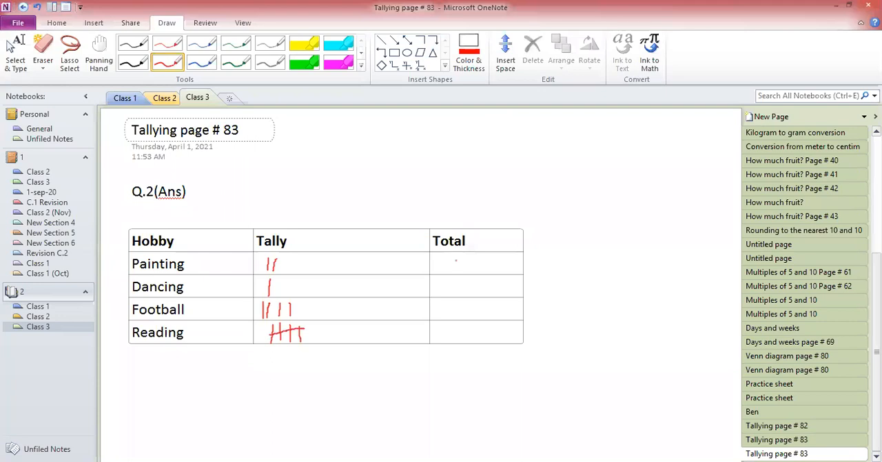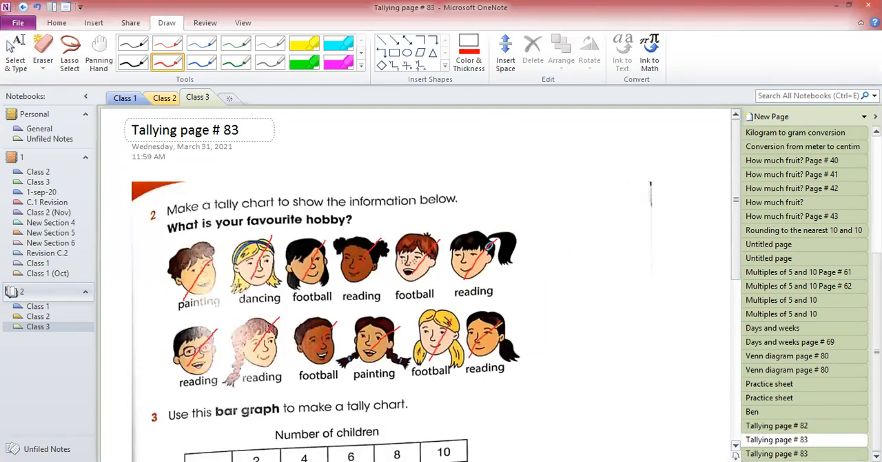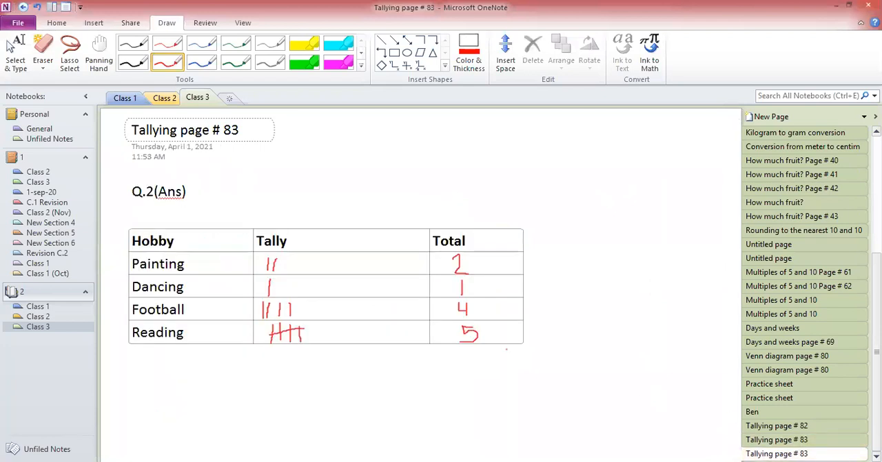So paintings are 2, dancing is 1, football is 4, and reading is 5. What is the total? 2 plus 1, 3, 3 plus 4, 7, 7 plus 5, 12. There should be 12. 1, 2, 3, 4, 5, 6, 7, 8, 9, 10, 11, 12. That's very good, guys. They are also 12. Their total should be equal to total number of hobbies. So that is 12. So is it easy, guys? Yes.